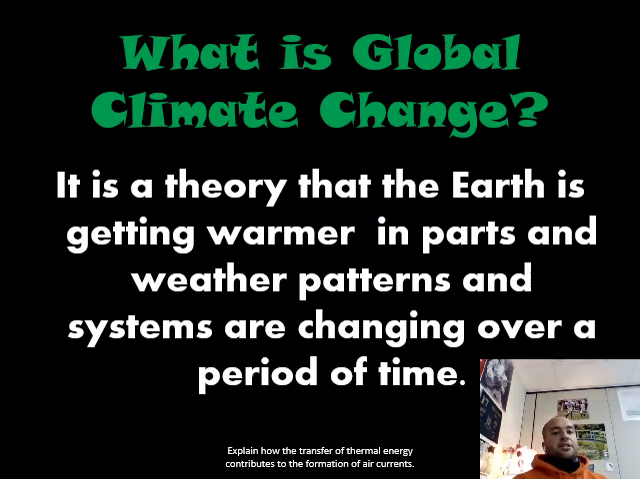So what is global climate change? It's kind of this theory that Earth's getting warmer in parts and weather patterns and systems are changing over a period of time. And like I said, we are in control of that. We can do some stuff for our environment to make it healthier, essentially, or we can continue this trend of polluting our environment, adding these greenhouse gases, warming our planet, and some bad things are going to happen and will continue to happen throughout this.